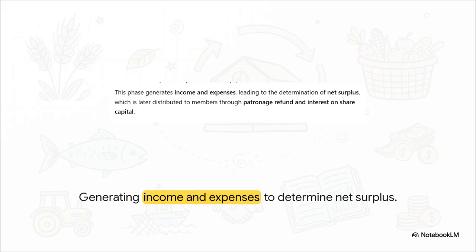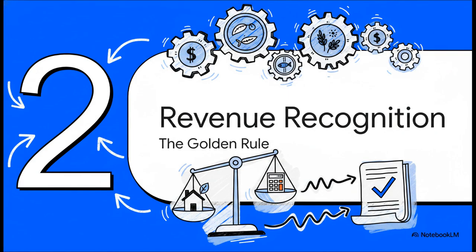Naturally, all this non-stop activity generates a ton of income and expenses, leading to a net surplus. But here's the kicker. The reason why this matters so much for cooperatives, that surplus, it doesn't just sit locked away in some corporate vault. It gets systematically pushed right back to the farmers and fishers who generated it, through patronage refunds and interest on share capital. Literally, the more a member uses the co-op, the more they benefit from its success. It's a beautiful cycle. Section 2, revenue recognition rules.